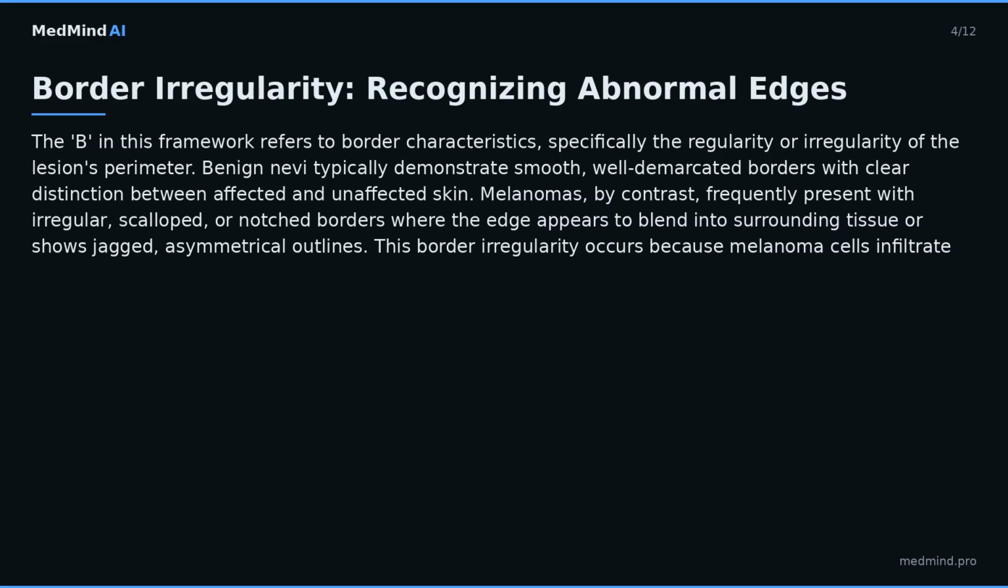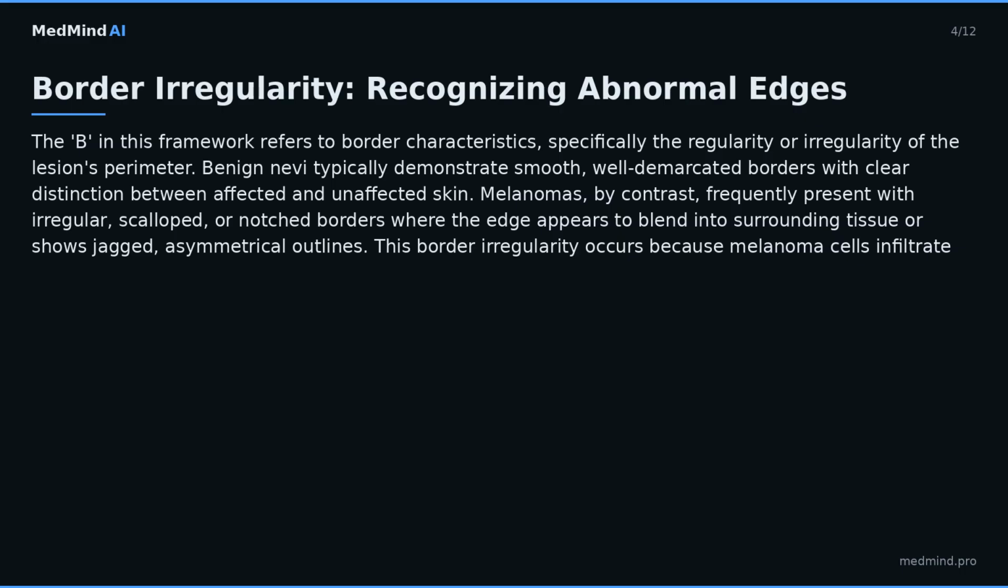Border irregularity, recognizing abnormal edges. The B in this framework refers to border characteristics, specifically the regularity or irregularity of the lesion's perimeter. Benign nevi typically demonstrate smooth, well-demarcated borders with clear distinction between affected and unaffected skin. Melanomas, by contrast, frequently present with irregular, scalloped, or notched borders where the edge appears to blend into surrounding tissue or shows jagged, asymmetrical outlines.